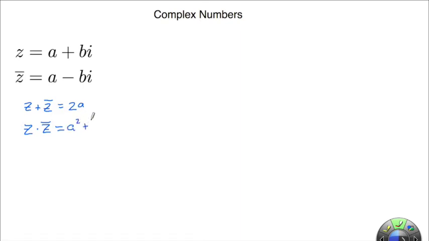this just becomes a squared plus b squared. And the reason behind that is you have to remember one fact about imaginary numbers, well, two actually. i by itself is equal to the square root of negative 1. It's just a representation of the square root of negative 1. And therefore i squared is equal to negative 1. So anytime you see an i squared, you're going to get a negative 1 out of it.